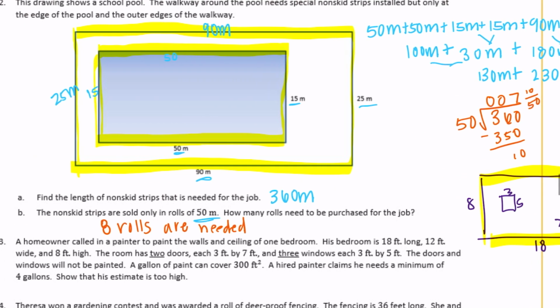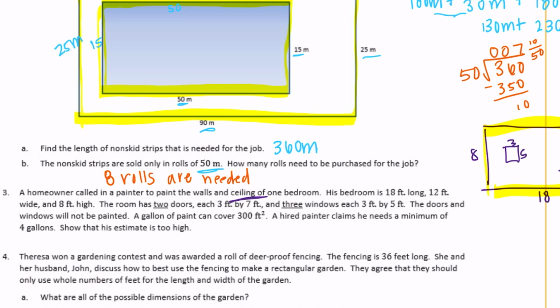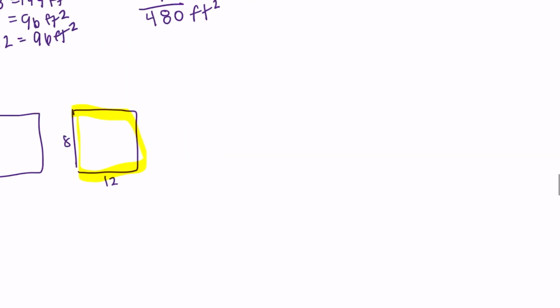And the last piece of the room that we need to get is the ceiling, because he wants to also paint the ceiling. So if the bedroom is 18 feet long and 12 feet wide, the ceiling is going to be 18 by 12.